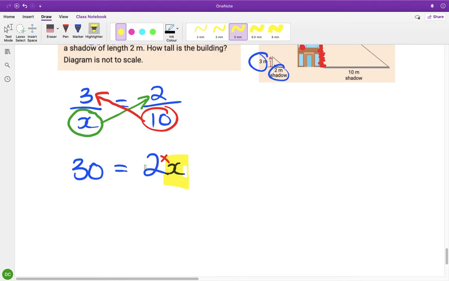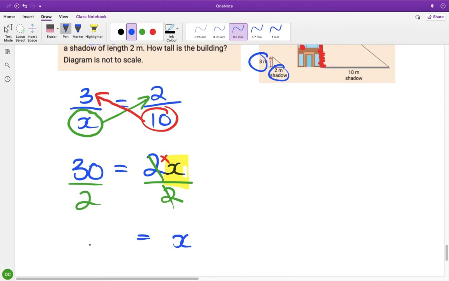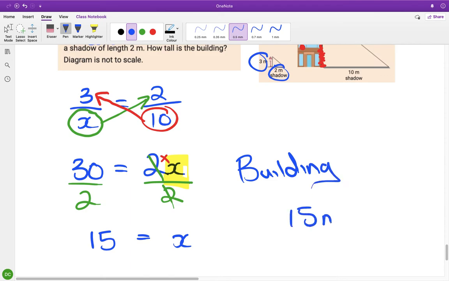So to isolate the x, we need to remove the 2. And to remove the 2, we need to do the opposite of what is currently happening. At the moment, the x is being multiplied by 2, so we are going to divide it by 2 and that will cancel it out. But if you divide by 2 over here on the right, you have to mirror that on the left. So now my x is isolated and 30 divided by 2 is 15. So that building is 15 meters tall. Okay, so that's similar triangles.